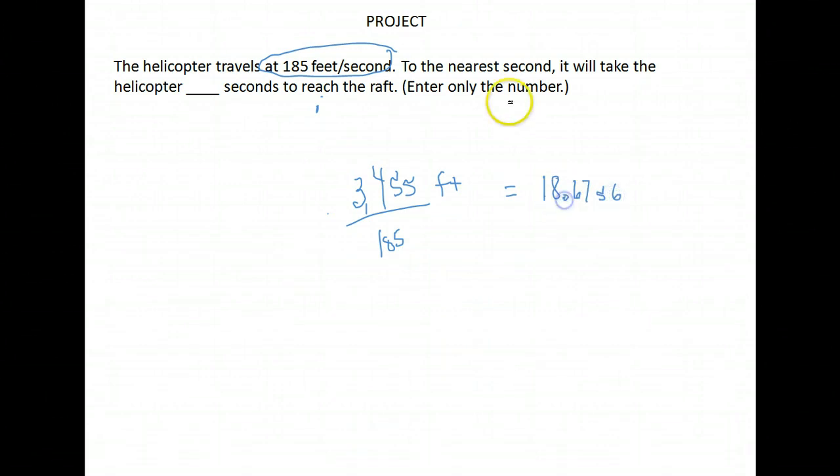I get 18.6756. It wanted it rounded to the nearest second, so this 6 is larger than 5. That would round our 18 up to 19 seconds, and they just want you to enter the number, so I would just put 19.